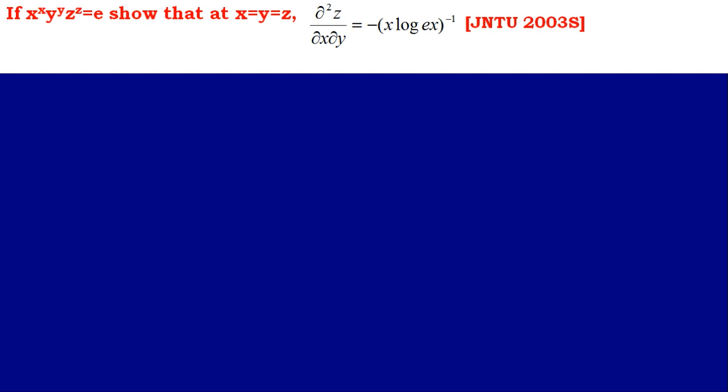Before that, we'll write the given. Given x^x y^y z^z equals e. This is equation 1. Apply the logarithm on both sides.